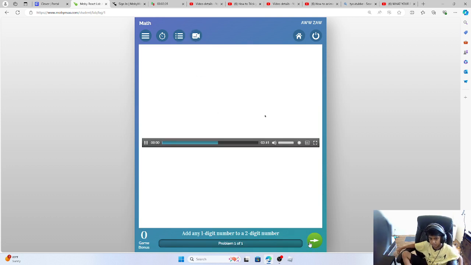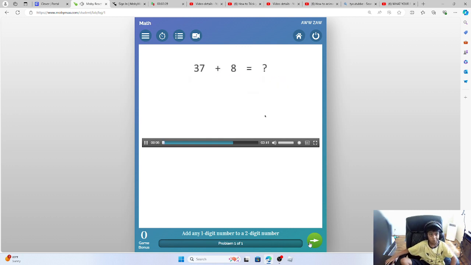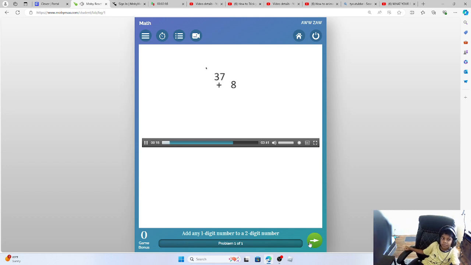Next. In this lesson, we'll add any one-digit number to a two-digit number. This lesson is all about solving problems like this one, 37 plus 8. We're adding a one-digit number to a two-digit number. You might be thinking we should rewrite this problem vertically, and that's a great idea. Writing addition problems vertically helps us line up our tens with our tens and our ones with our ones.